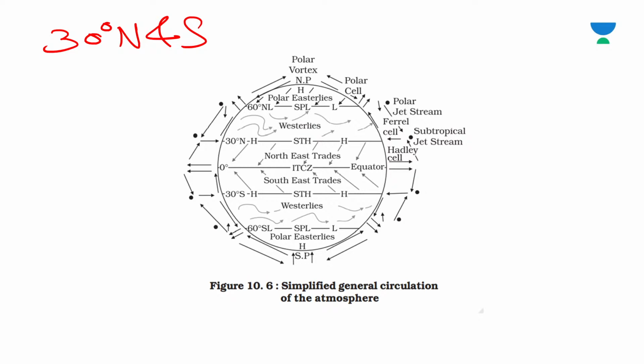So friends, such circulations from the surface upwards and vice versa are called sails, and such a sail in the tropics is called Hadley sail.